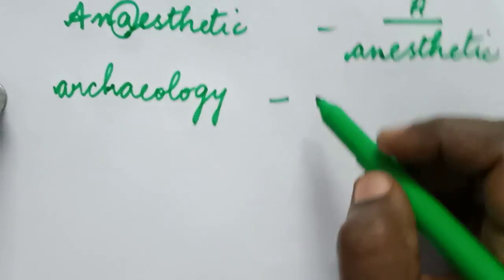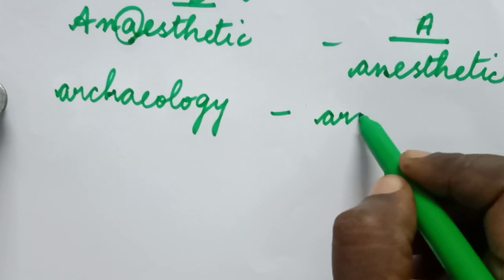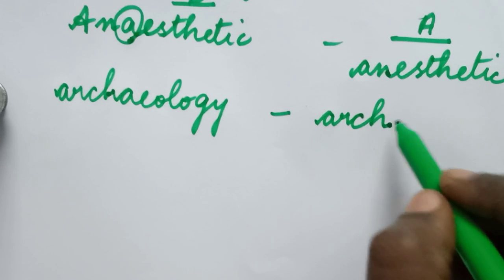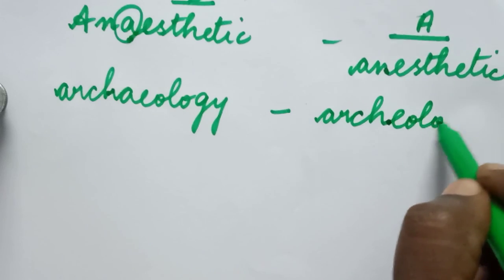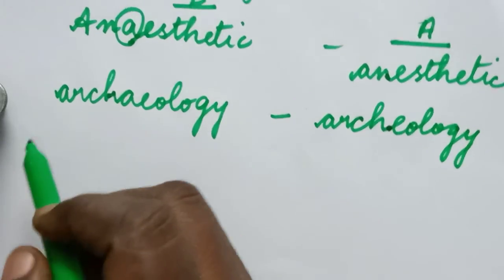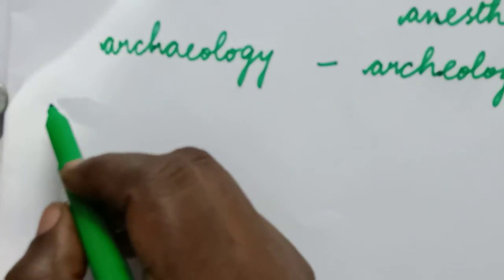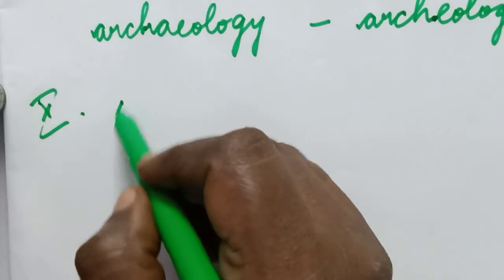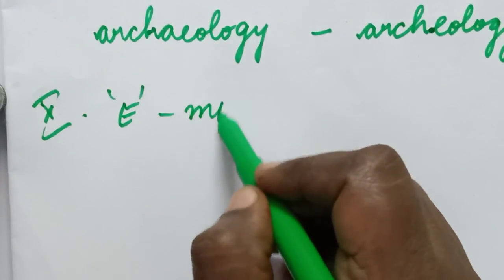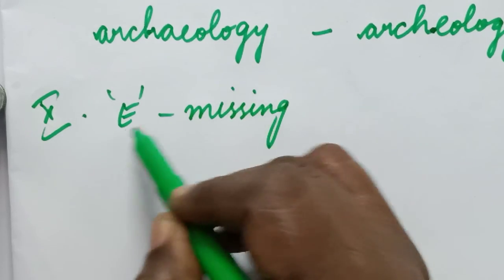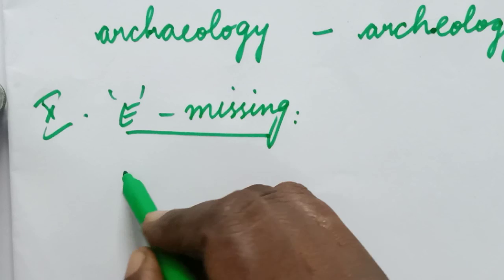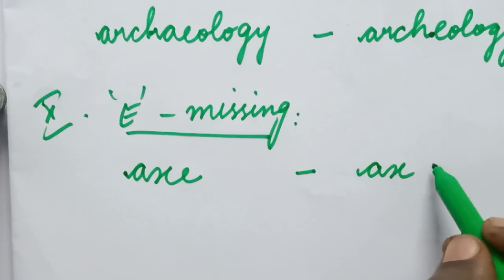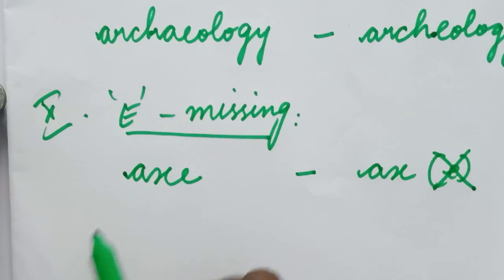archaeology. What is this? Archaeology. You can see A-R-C-H. Now do we have to write the A or not? No, we should not write the A here. Archeology. That is the American English spelling. Okay, similarly we have some other missing letters also. The first one we saw was A missing, and now it is E missing. Okay, what is this? E missing. You can see axe, and in American English it should be only ax without this E. So this E should not come here.